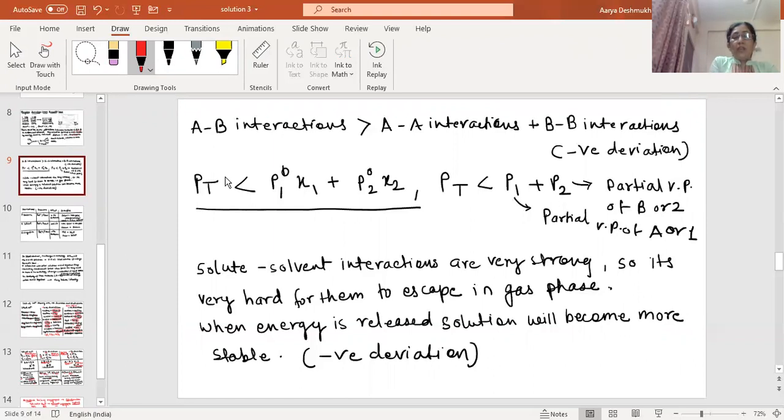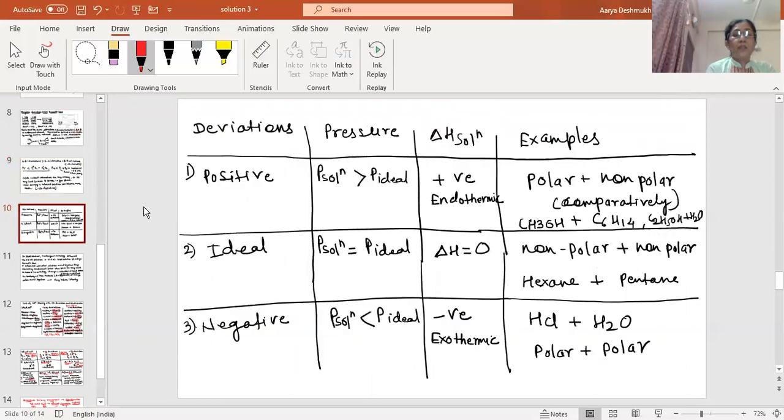When energy is released, the solution will become more stable. It means that this stability of the solution indicates that there is a decrease in the vapor pressure, and that decrease in the vapor pressure can be shown graphically as the negative deviation from Raoult's law. So this is the actual reason for this negative deviation from Raoult's law. So we proceed further with the next thing.